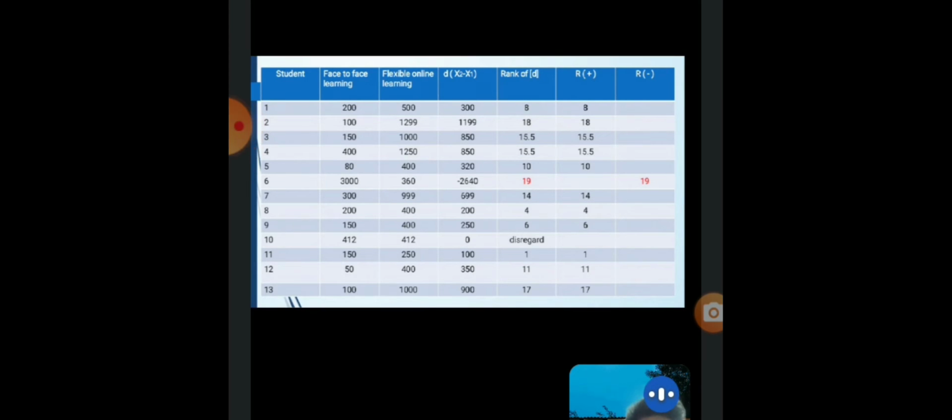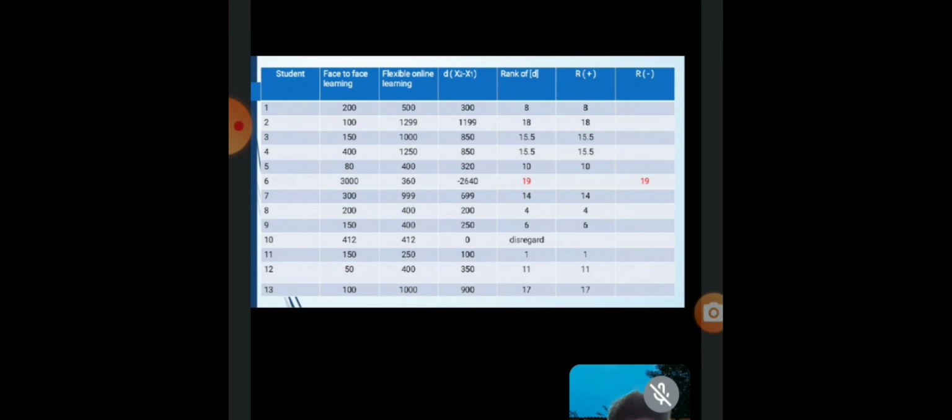Ang ikalawang column po, ito po yung value po ng bawat estudyante ng load expense nila nung face-to-face learning. Then, ang ikatlo po natin ay flexible online learning. Ito rin po yung kanila ngayon na value na expenses nila ngayong online class. Kanilang pag-load po.